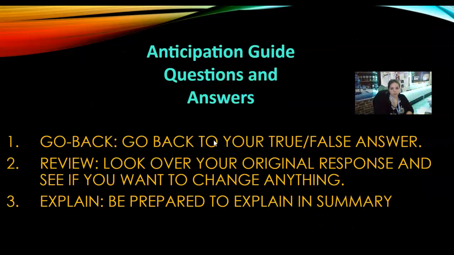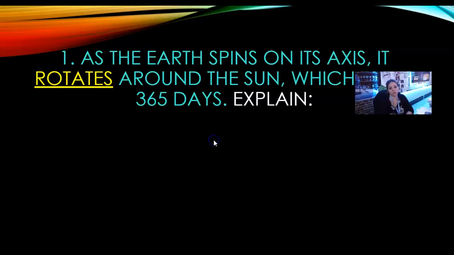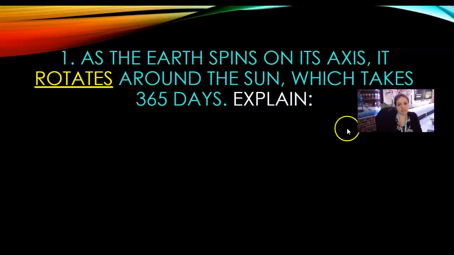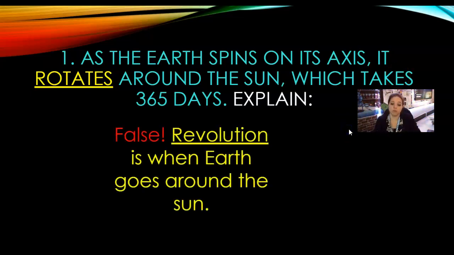All right. So go back to the anticipation guide. We're going to write our answers on the right-hand side. As the Earth spins on its axis, as it spins, it rotates around the sun, which takes 365 days. No. As the Earth spins on its axis, it revolves, or revolution, around the sun. Revolution is where it goes around the sun. And it takes 365 days.